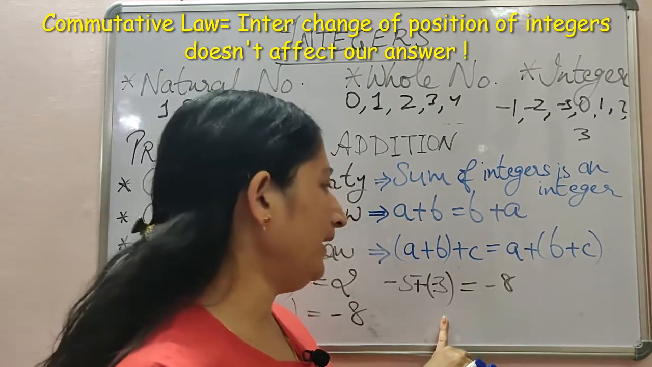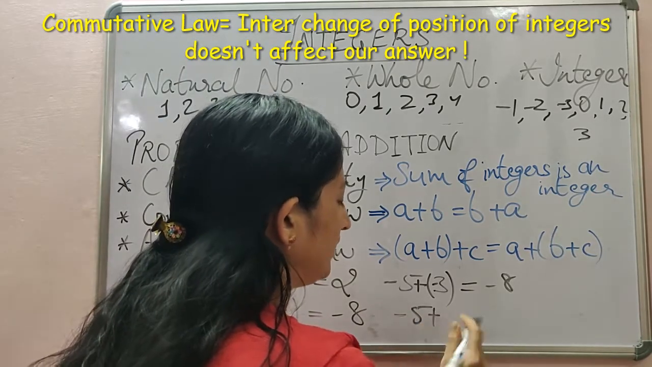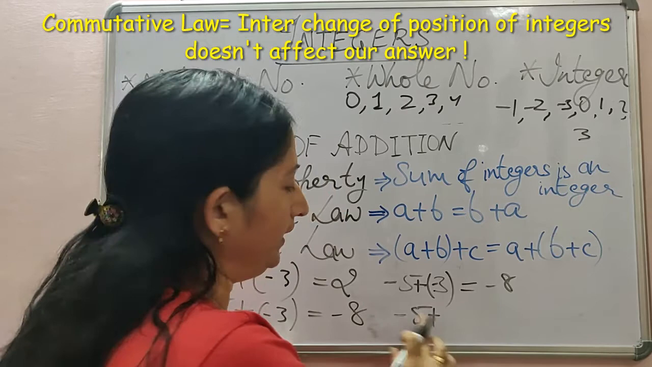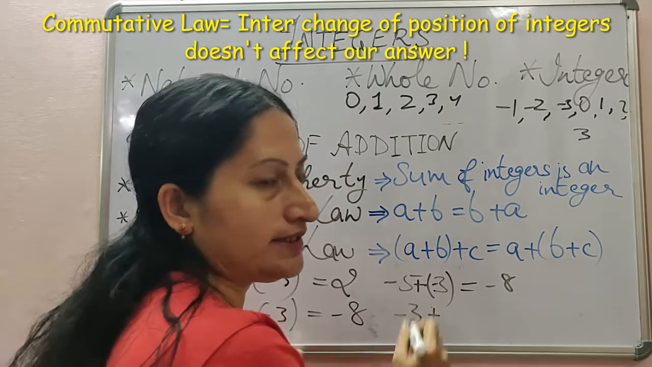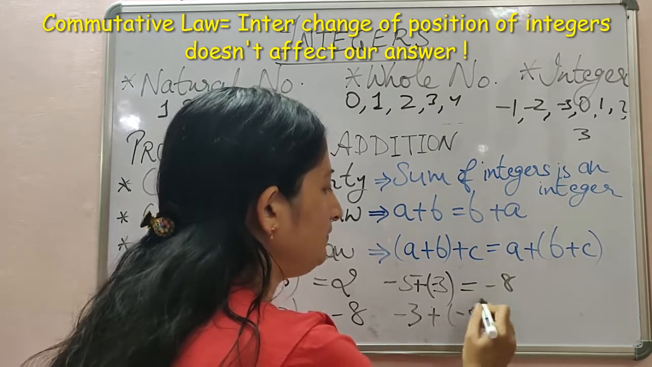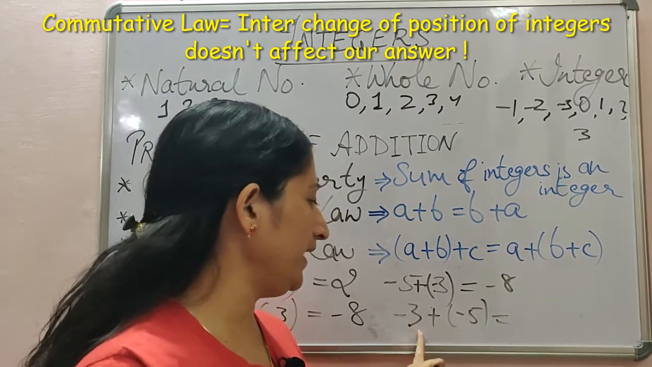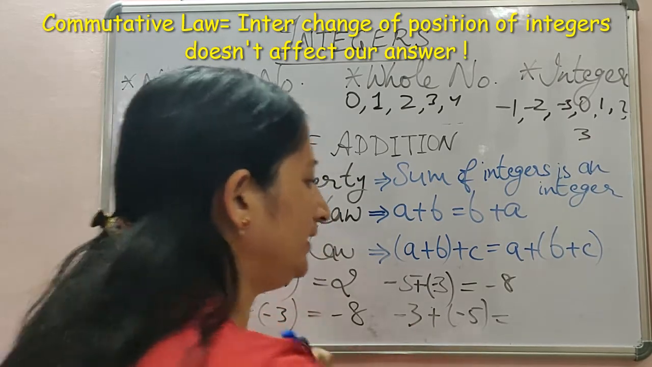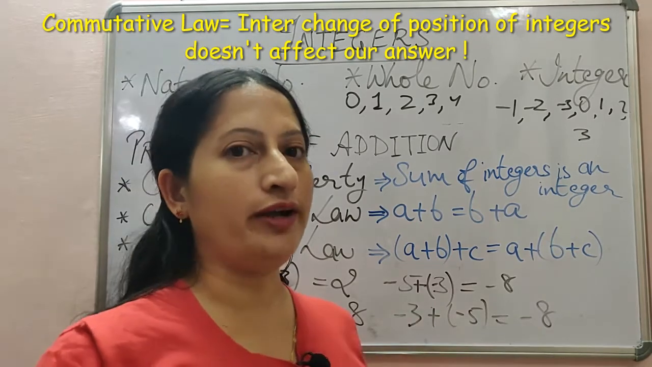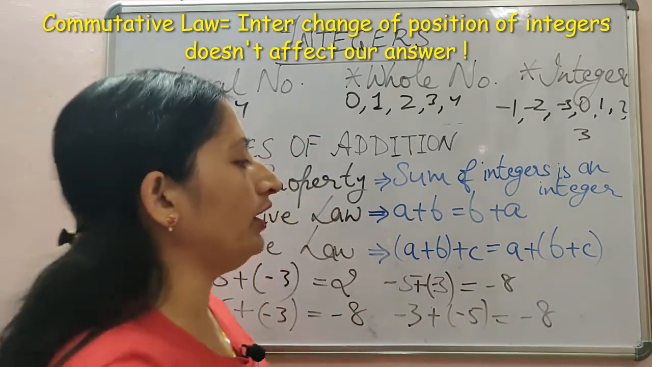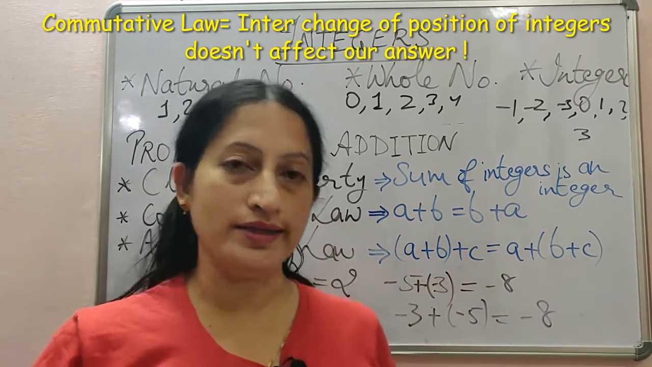Now can I write it the other way round? Let's check. If I have done -5 plus -3, can I write just the opposite, that is -3 plus -5? So -3 plus -5 is also -8. In this case also I have got -8, and here also I have got -8. So it means that your commutative law is true.